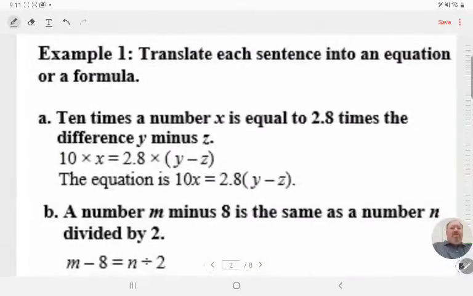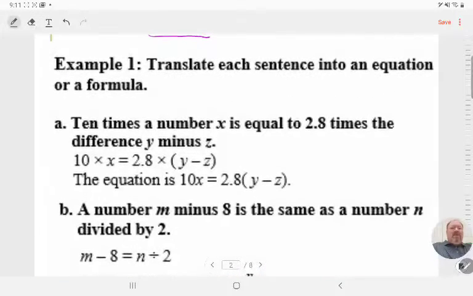All right, so from your notes, let's look at the 2 more examples. Translate each sentence into an equation. 10 times a number, x, so they're giving you the variable right here, number x, is equal to 2.8 times the difference of y minus z. So 10 times, so 10, then the operation multiplication on the number x. Then it says is, so that equals 2.8 times the difference, so we have a subtraction problem, of y minus z, okay? And then put it all together and write your equation.